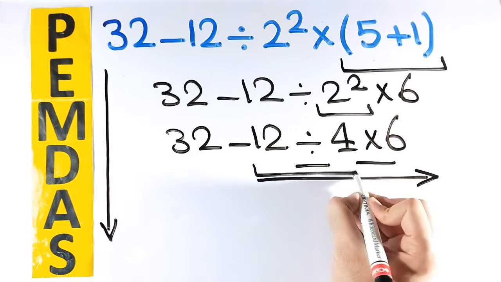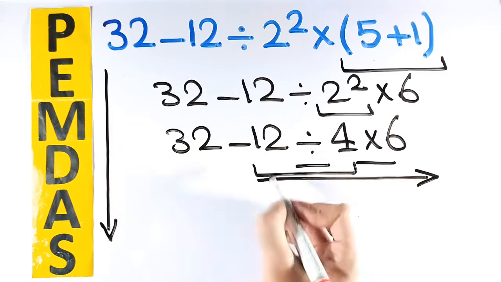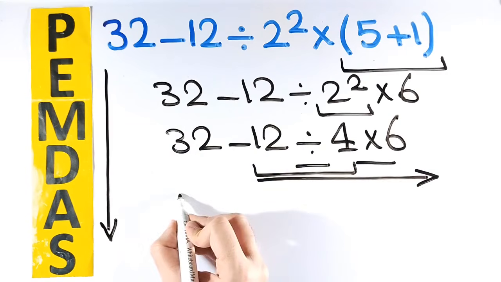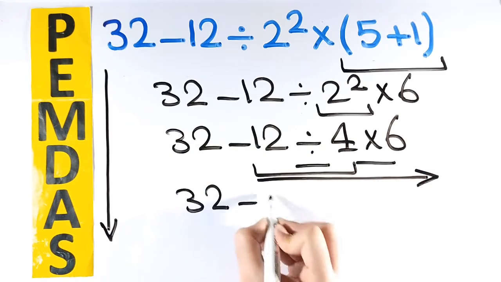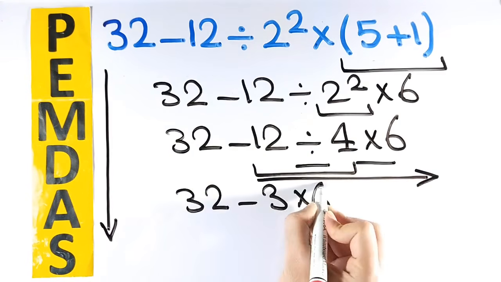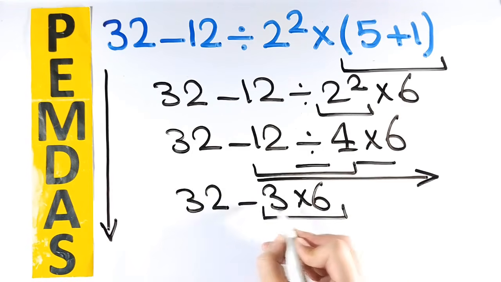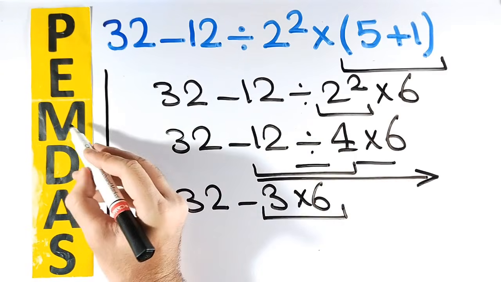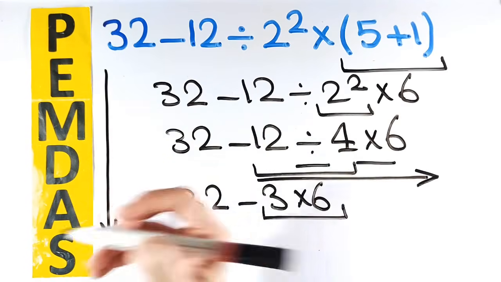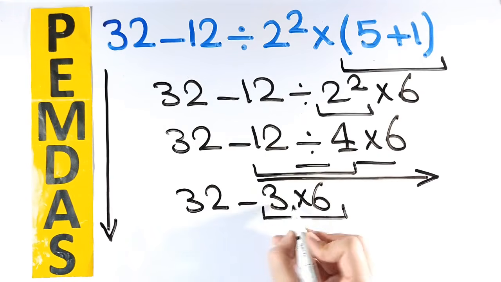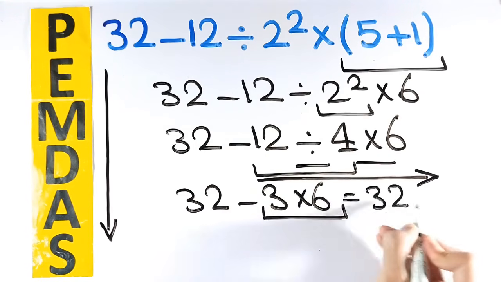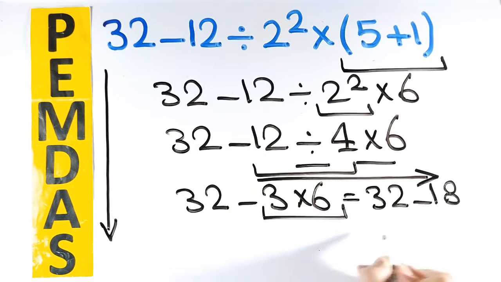So first we go for the division between 12 and 4. And instead of this expression, we can write 32 minus 3 multiplied by 6. And the final step, we go for the multiplication between 3 and 6 because multiplication has priority over subtraction. So we rewrite this expression as 32 minus 18, which finally gives us the answer 14.